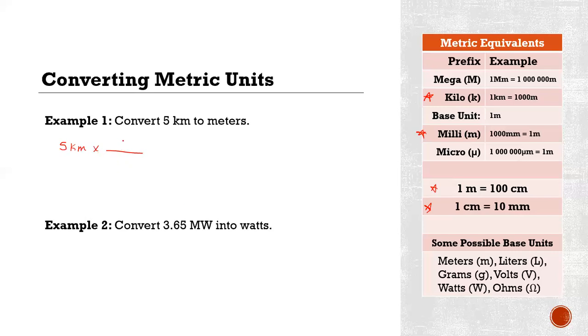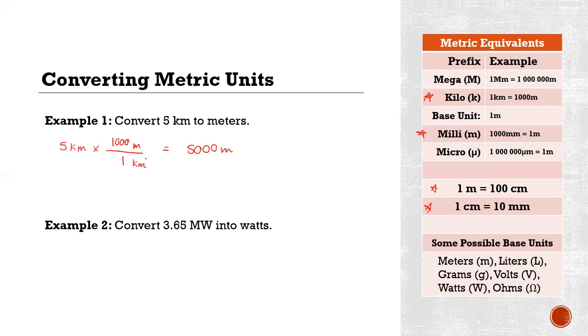I want to get meters, so I'm going to put the meter on the top and the kilometer on the bottom. Now I need to figure out how many meters are in a kilometer or how many kilometers are in a meter. So let's look at our chart. 1 kilometer is 1,000 of the base unit. So 1 kilo unit is 1,000 of the base unit. So I'm going to put my 1,000 with the base unit and my 1 with the kilometer. So 5 kilometers is equal to 5,000 meters.